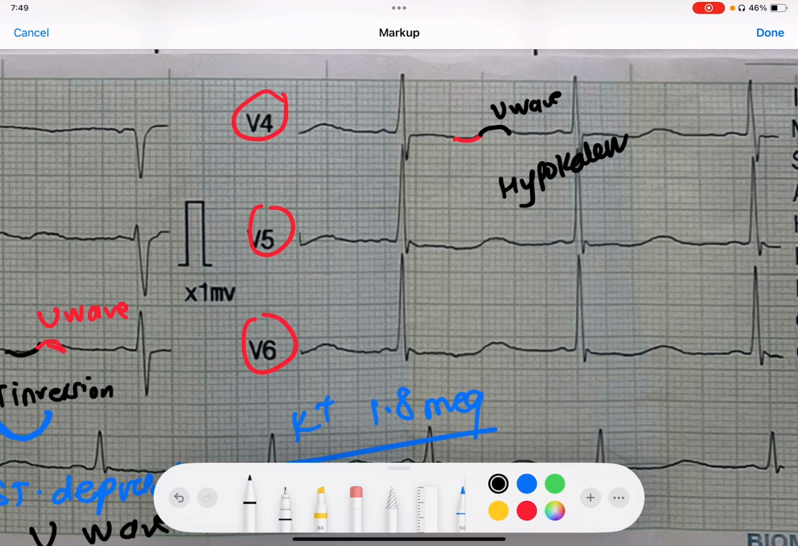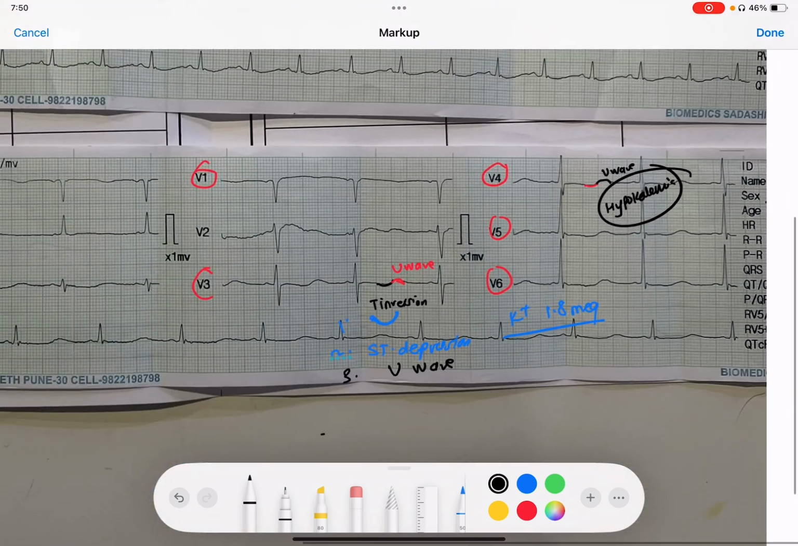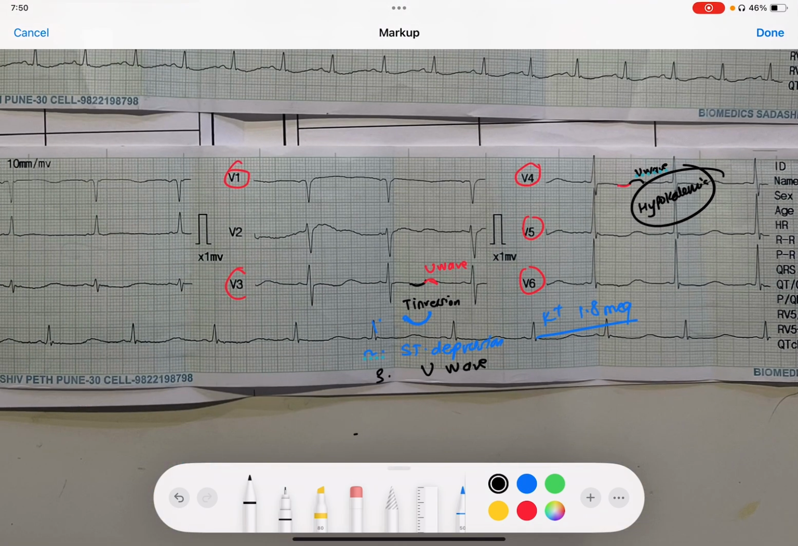This U wave is very uncommonly seen. So always try to remember this ECG. That's all for today, and thank you so much for listening.